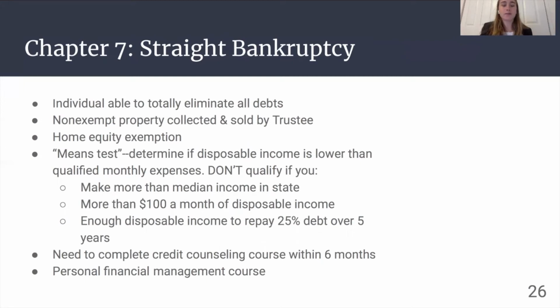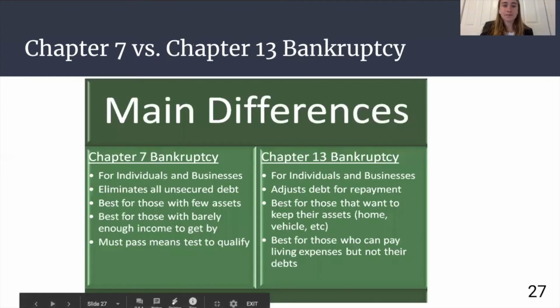You also have to pass the means test, which determines if your disposable income is lower than your qualified monthly expenses. And you will not qualify if you make more than the median income in your state. You make more than $100 a month of disposable income, and you have enough disposable income to repay 25% of your debt over 5 years. However, if you do qualify, you will need to complete a credit counseling course within 6 months to understand the consequences of bankruptcy. And you will also need to complete a personal financial management course.